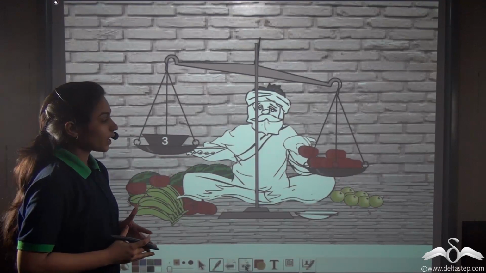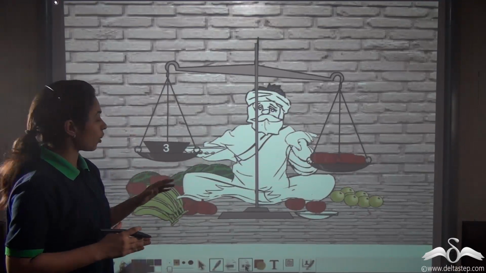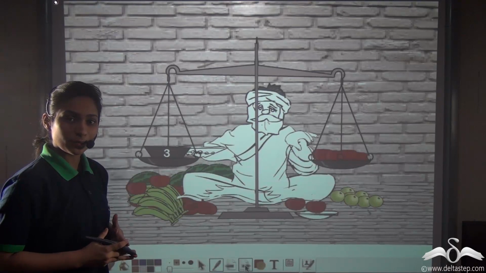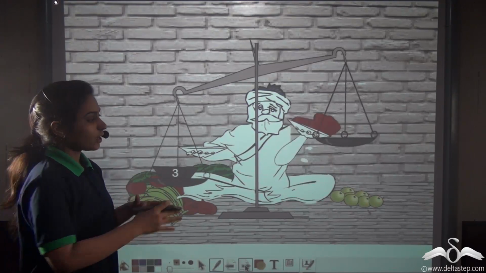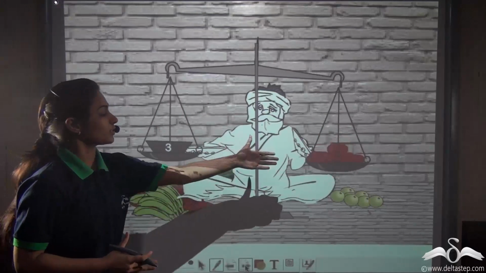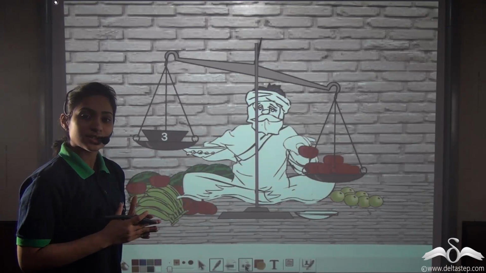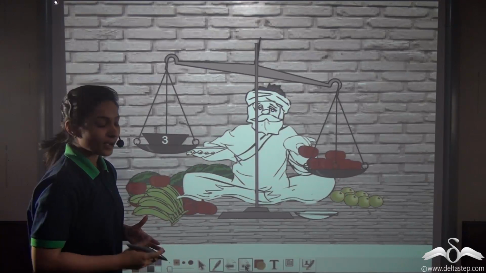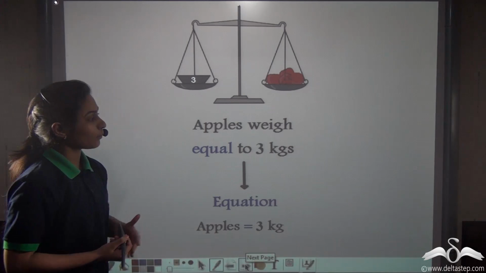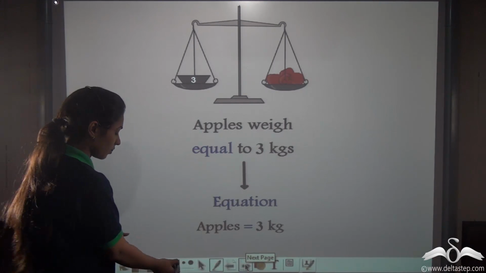What will he do? He will put some apples on the other side and then he will balance it according to 3 kgs and then give it to me. First, what will happen? The other side will actually tilt a bit according to which side is heavier. And finally, he will balance it on 3 kgs and give it to me. So what did I buy? I bought apples that weighed equal to 3 kgs.